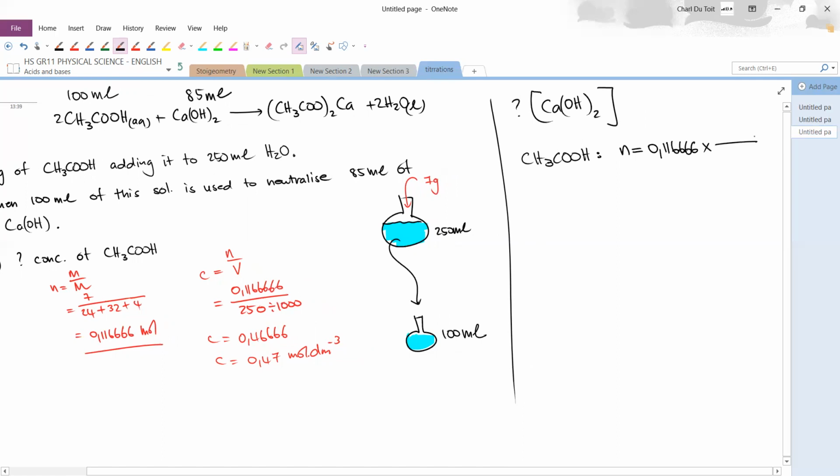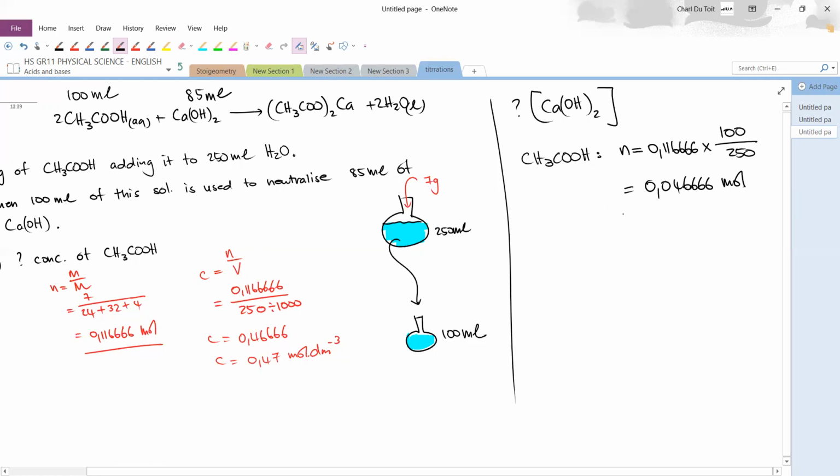It's 100 over 250, sir, multiplied by 100 over 250. This is an accurate method. So it's 0.11 and a lot of sixes times 100 over 250, which is equal to 0.046664. That's how many mole I'm adding.